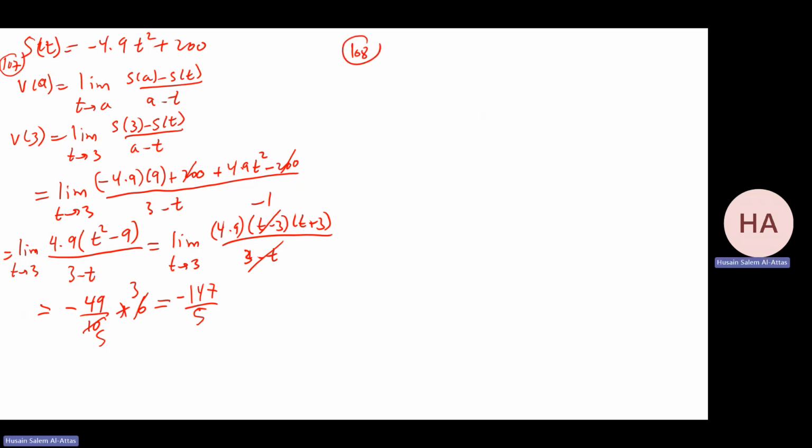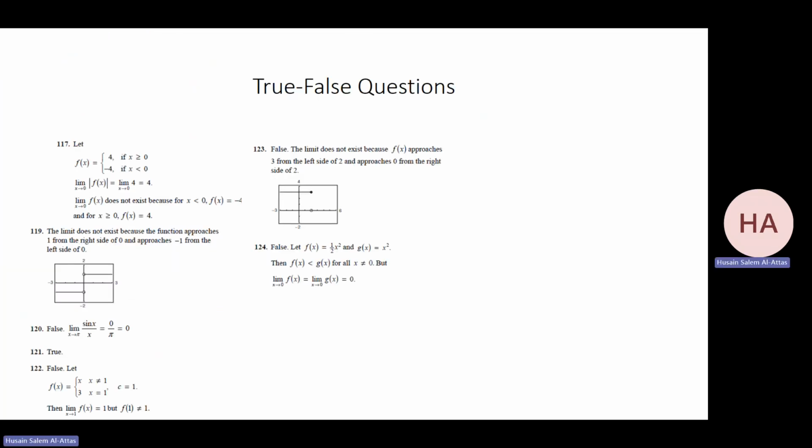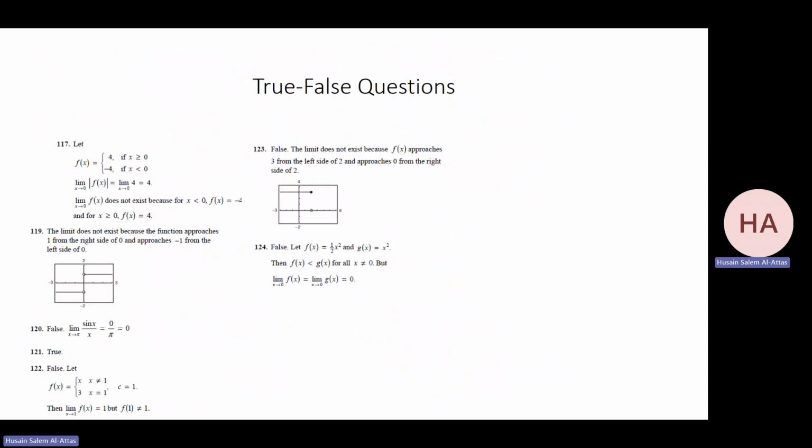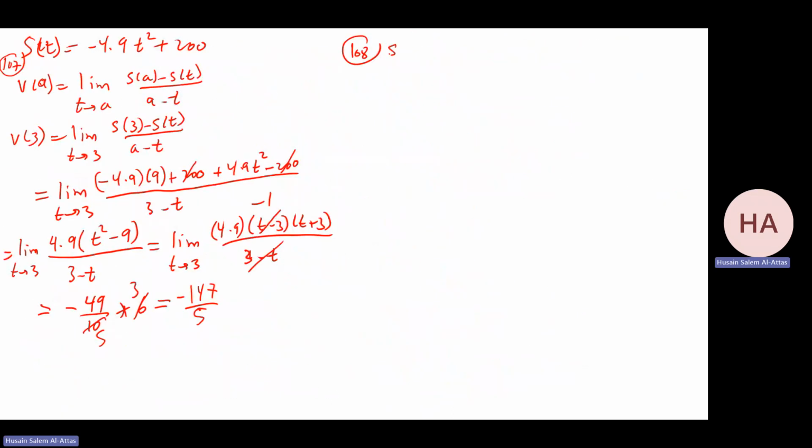108, what do they want? They want: at what velocity will the object impact the ground? So I need to check when the object impacts the ground. The object impacts the ground means I need S of t to be equal to 0. That implies minus 4.9 t squared plus 200 equals 0.